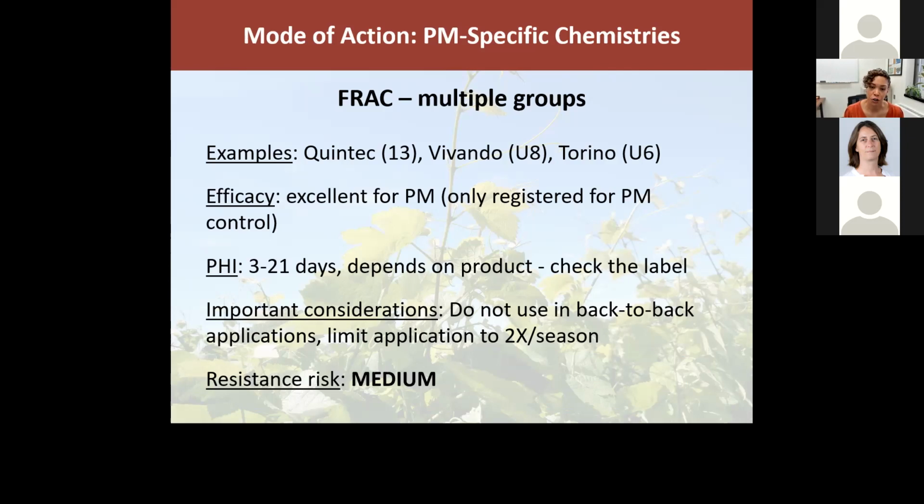So some of the common ones are Quintec, Vivando, and Torino. The U in front of the 8 and 6 for Vivando and Torino denotes that the mode of action is unknown, so a U. Like I said, they're great for powdery mildew. They do have quite a variable pre-harvest interval. It really just depends on which product you've selected. And then the same rules apply. Don't use these back-to-back, the same way you wouldn't use the FRAC 3s and 11s back-to-back. You really want to limit your application to about 2 per season. And the risk for resistance for these is medium.